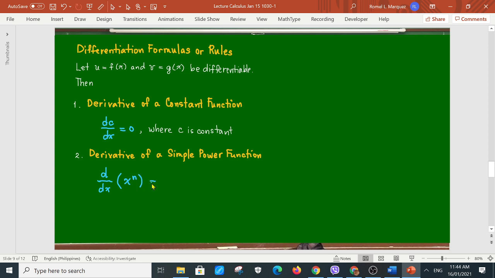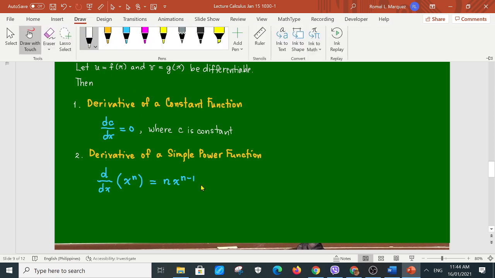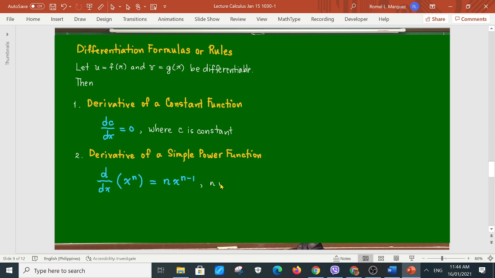is equal to, so what's the derivative? It is proven that the derivative is n times x, where you subtract 1 from the exponent. Okay? So here n is constant.